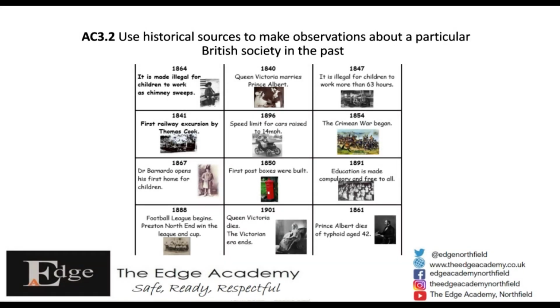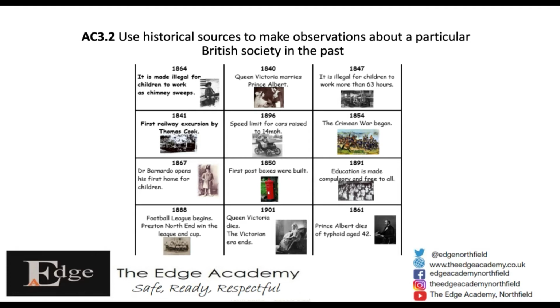Hiya, this is KS3 Humanities lesson. We've been looking at British society in the past, and we've been focusing on Victorian society. So we are looking at how you could use information from that time to make observations about what society was like. Now, you have done a lot of work on this, and you will know a lot of these facts and a lot of these pieces of information.